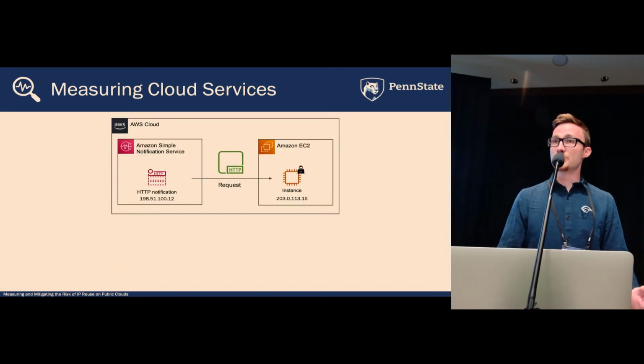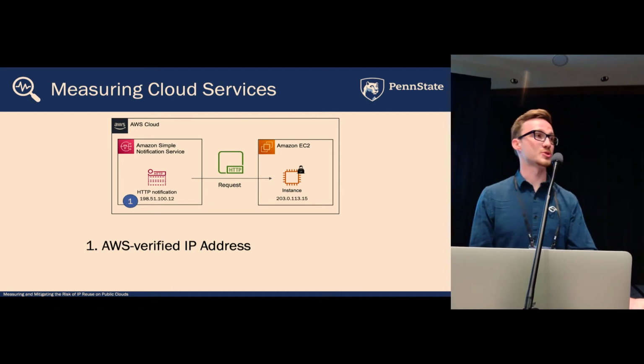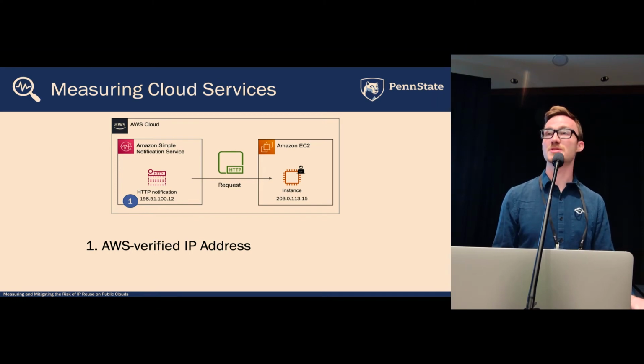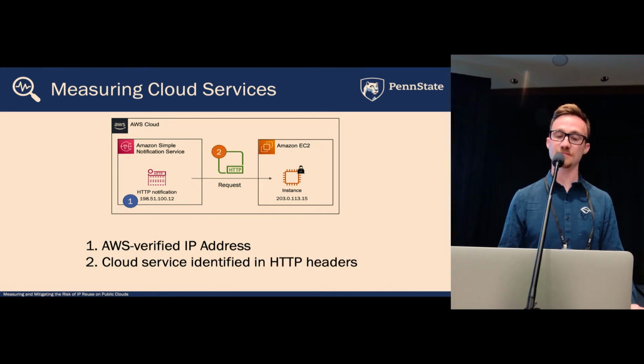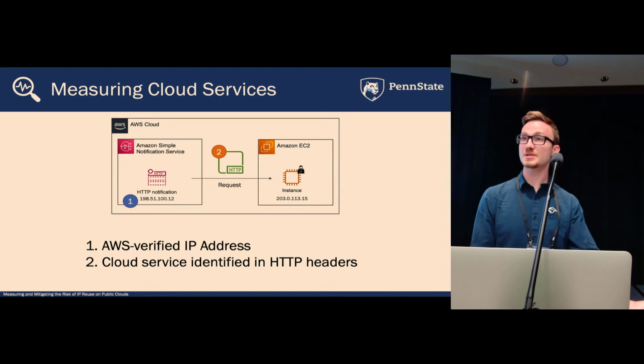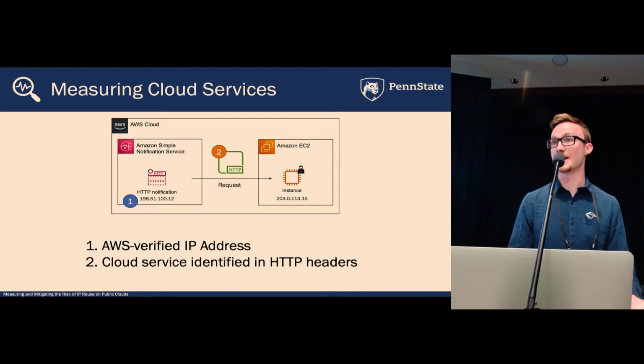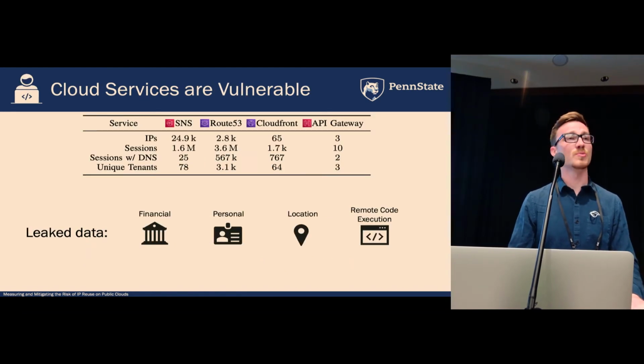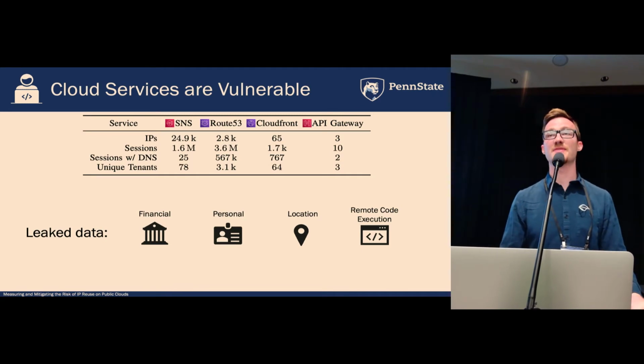Now, what we'd like to do here is filter traffic to that sourced from cloud services. And to do that, we take advantage of a couple of unique properties of cloud service traffic. The first is that this traffic is sourced from an Amazon or cloud provider verified IP address. And so we can filter to these IP addresses in a sound way. Next, we can identify the service and associated tenant from HTTP headers. And an adversary could do likewise to discover which tenants they'd like to exploit.